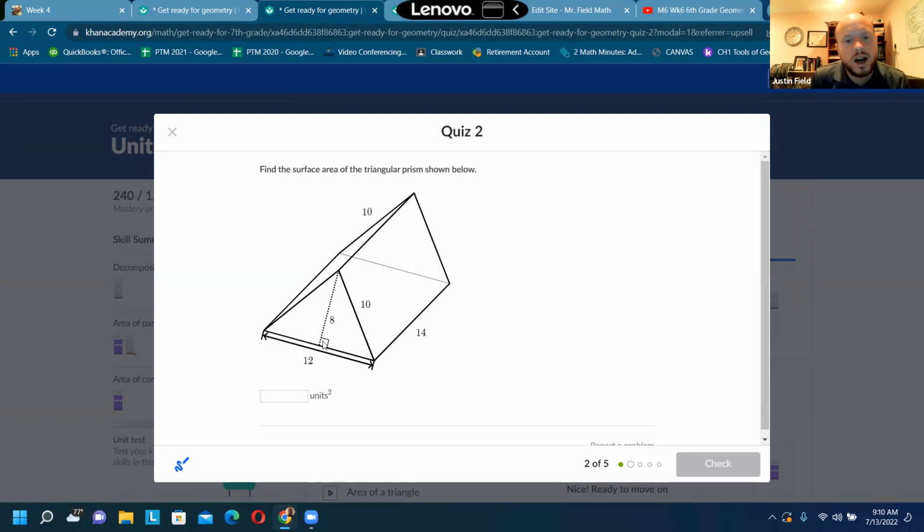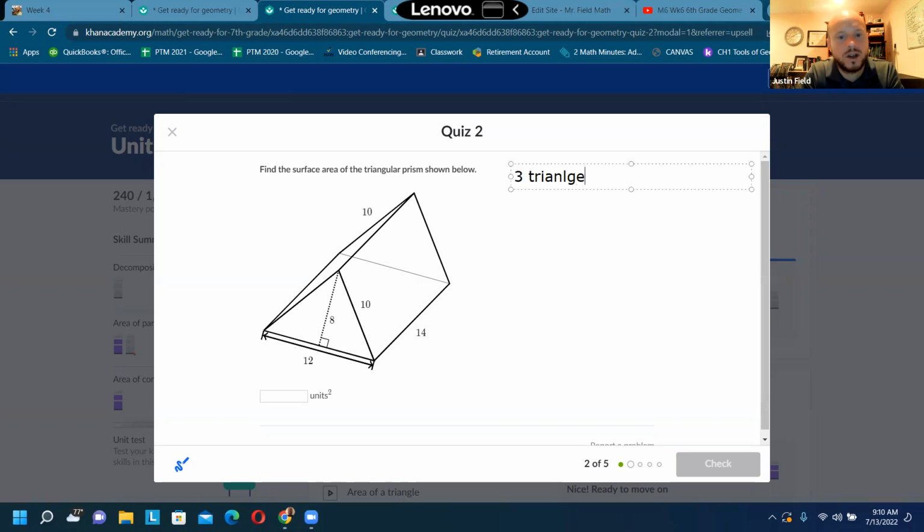So we want to find the surface area of this. And so we're looking at the faces. So I see 2 triangles. I don't see 3 triangles. I see 2 triangles. And I see 3 rectangle sides. You see that?